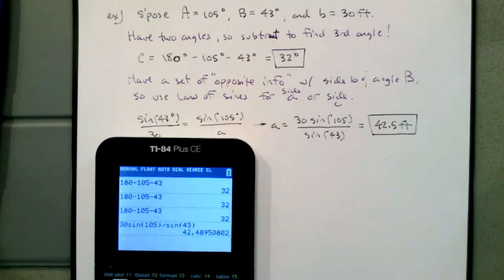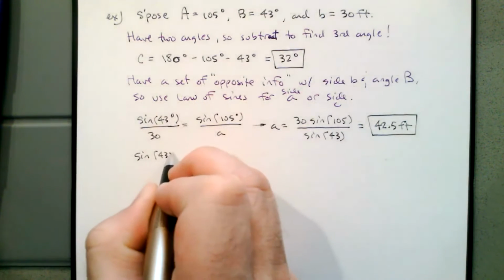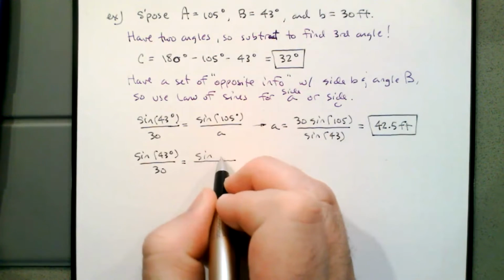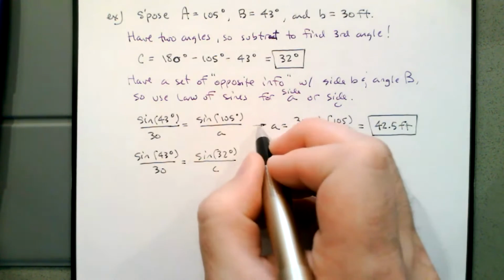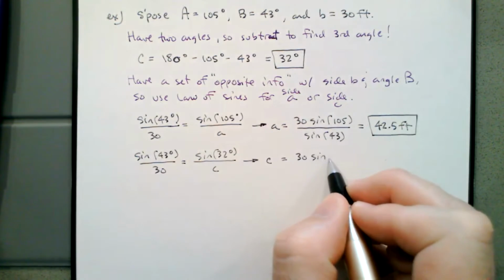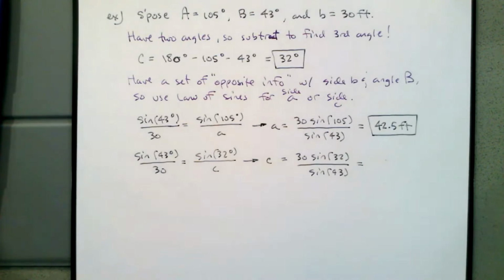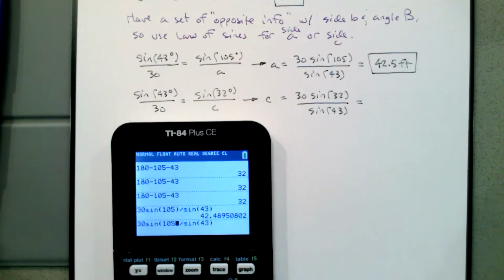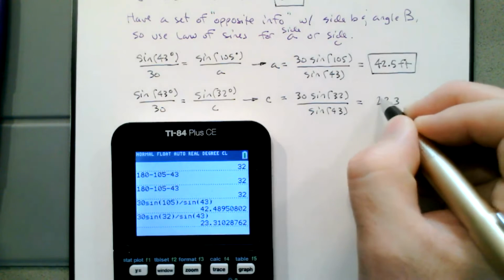I can use the same technique for side C. So I'll say the sine of 43 over 30 feet, sine B over B, is equal to the sine of 32 degrees divided by C. And so we'll solve for C similarly to what we did for A. C is going to be 30 times the sine of 32 divided by the sine of 43. So I'm just going to press second enter and trade my 105 for a 32. I get 23.3 feet.